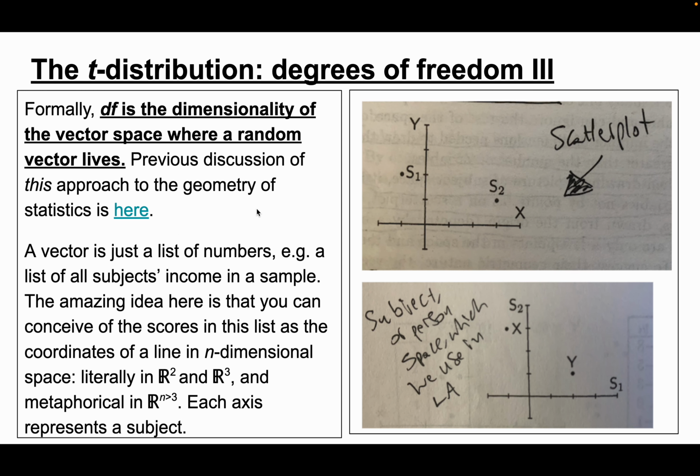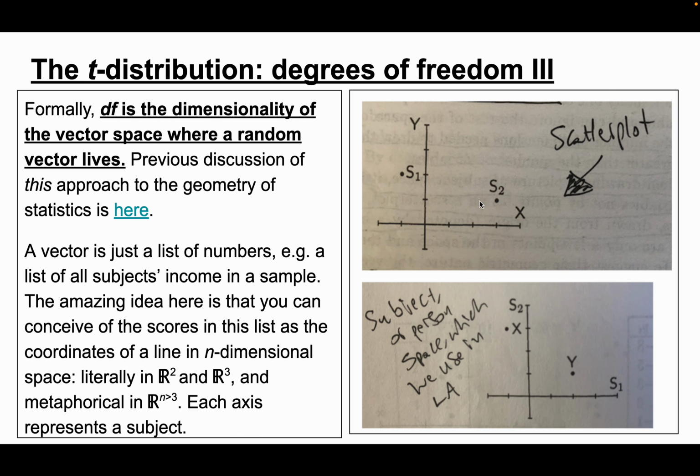Remember that a vector is just a list of numbers, so if you have a list of all subjects' incomes in a sample, that's a vector. And the amazing idea here is that you can really conceive of the scores in this list as the coordinates of a line, or really like a ray, in n-dimensional space. So literally in the case of R2 and R3, or 2 and 3 dimensions, but metaphorically in the case of 4 dimensions and higher. Each axis represents a subject in that way of thinking about it.